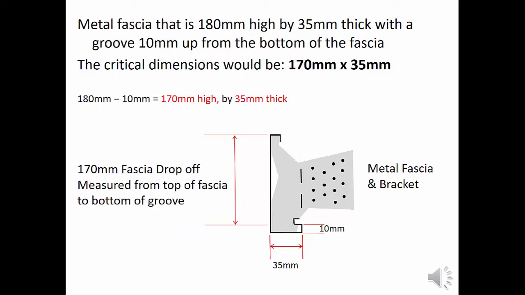This slide shows how to determine the critical dimension for metal fascia, where the fascia is 180 millimeters high, 35 millimeters thick, and the groove is 10 millimeters up from the bottom of the fascia. To determine the critical fascia drop-off, it's simply the height of the fascia of 180 millimeters minus the distance from the bottom of the fascia to the bottom of the groove, which is 10 millimeters. So the fascia drop-off would be 180 minus 10, which is 170 millimeters. And the second critical dimension is the thickness of the fascia, which is 35 millimeters.